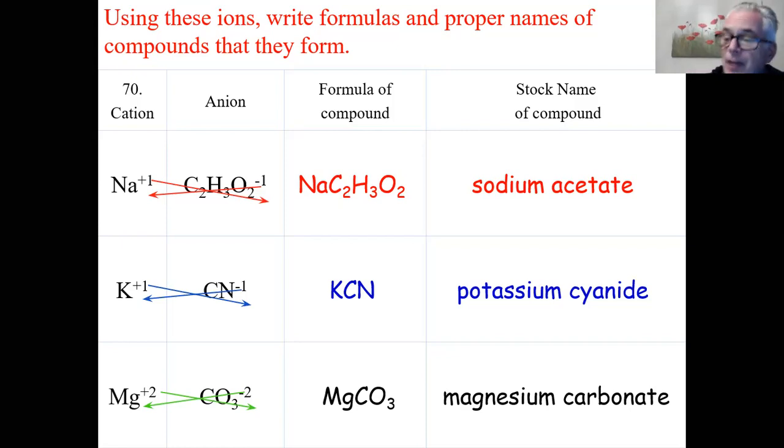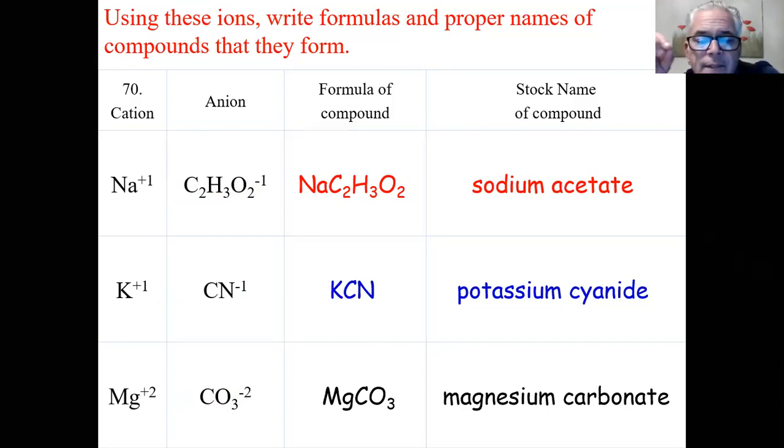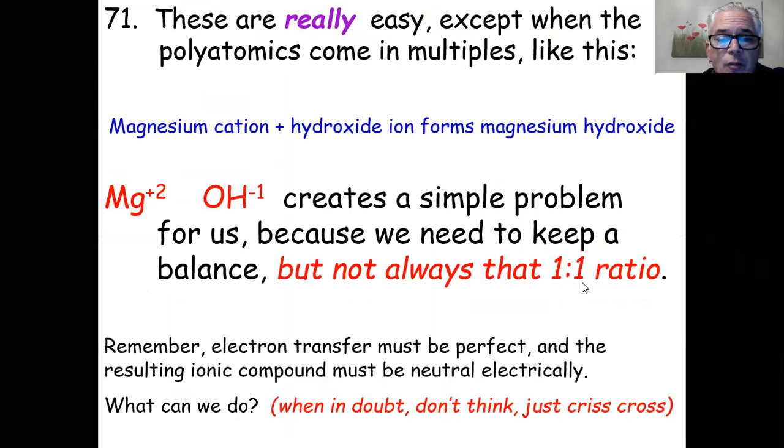Now, the polyatomics, honestly, mostly are pretty easy. I'm going to try to erase my drawings now. Annotate. I'm going to clear my drawings. They're easy, except if there's multiple polyatomics. A little extra rule. No big deal. Say it out loud, though. For the first one, I got 1 sodium. I need 1 acetate. I got 1 acetate. I need 1 sodium. So 1 to 1. No problem. Same thing for potassium cyanide. And the same thing for magnesium carbonate.